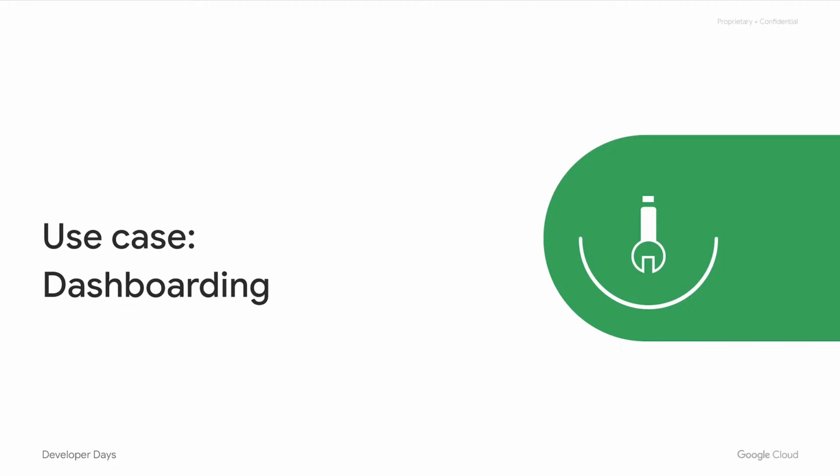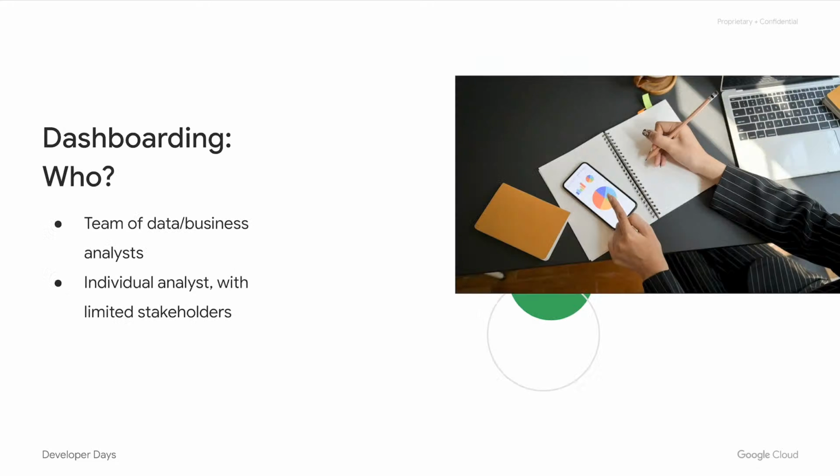So let's go back to the slides and take a look at our second use case, dashboarding. So much like we did with charting, who's doing dashboarding? This is probably a team of analysts, each of whom need to make a decision based on multiple factors, which require context from either a single data source or multiple data sources to provide the entire picture. It could also be an individual helping provide a means to explore data for a limited group of stakeholders.